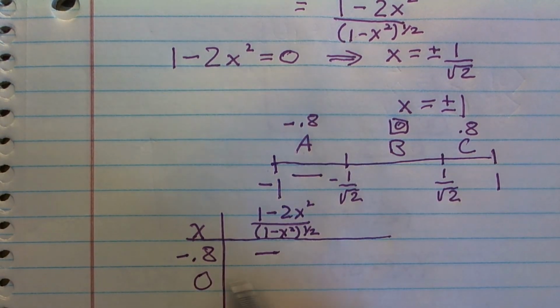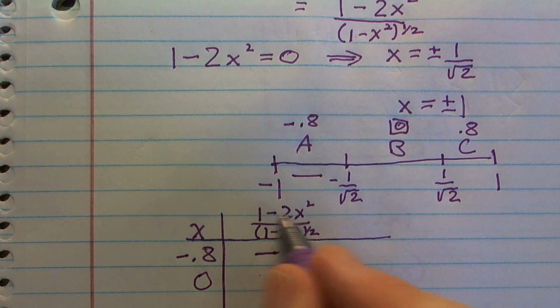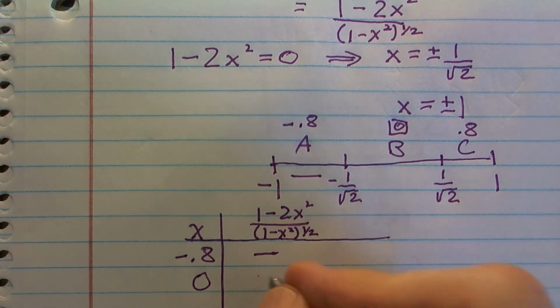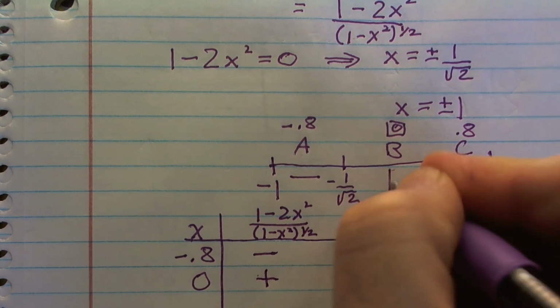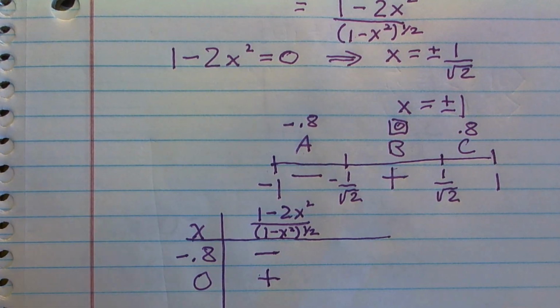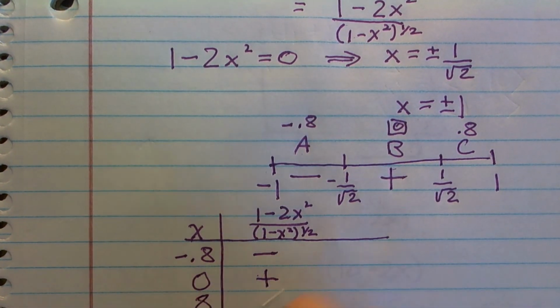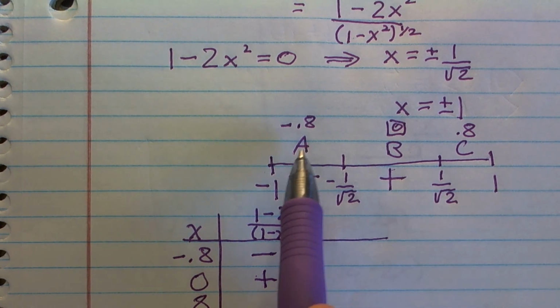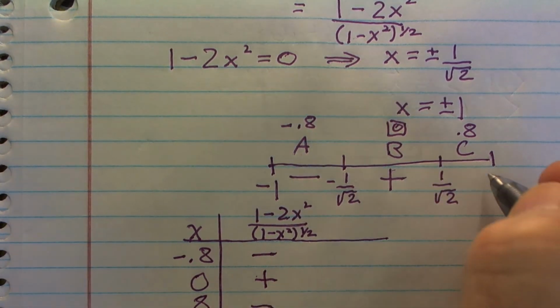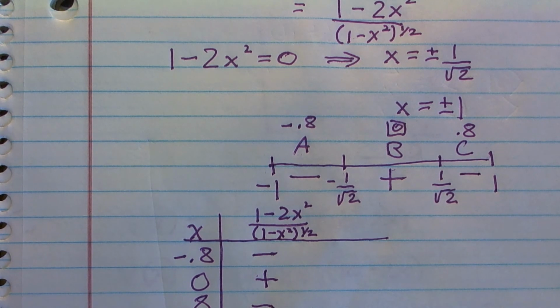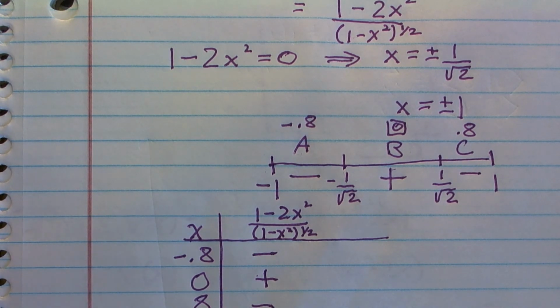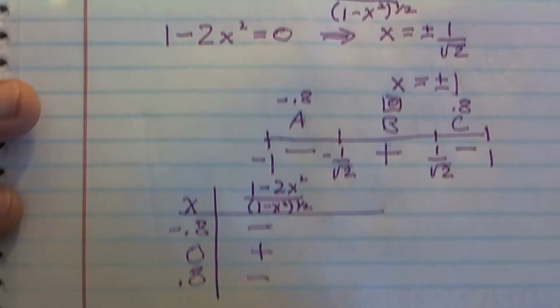Now if I plug in the 0 into this, I just get a 1. So that's definitely positive. And then if I plug in the 0.8, it's the same story as region A. It's negative right here. Okay, so let's take a moment and see what we've got.